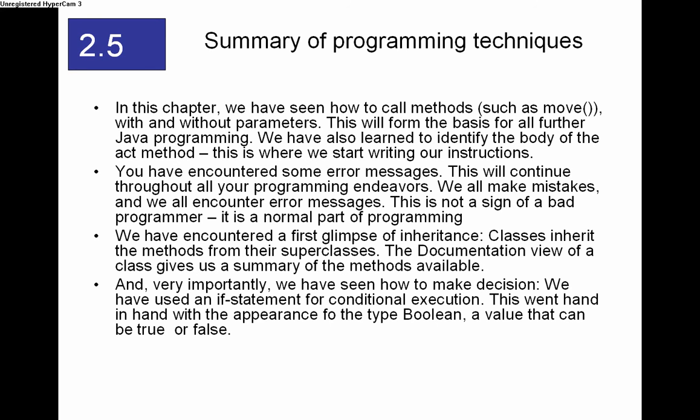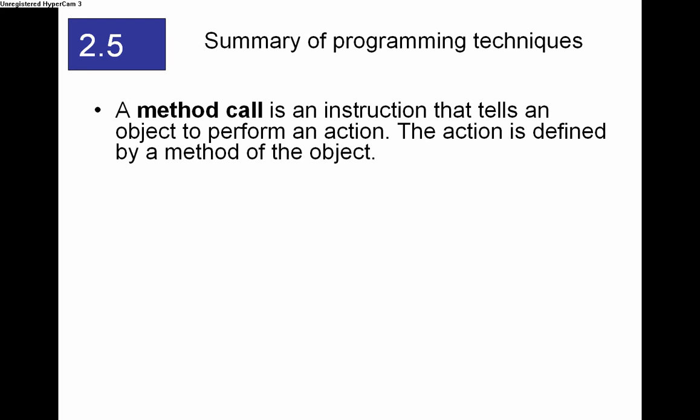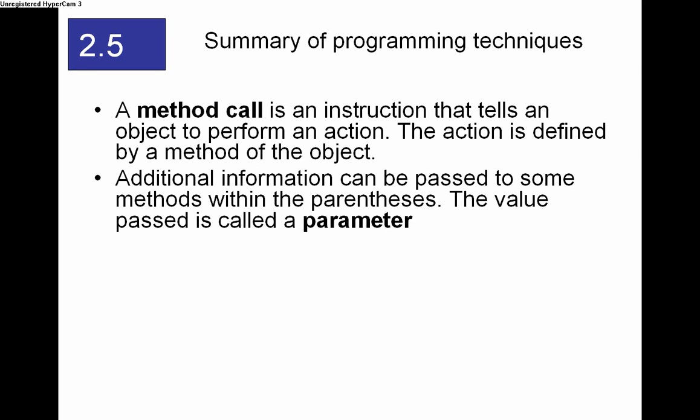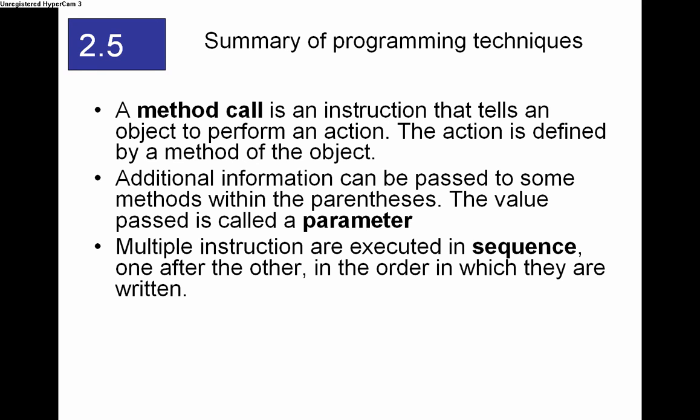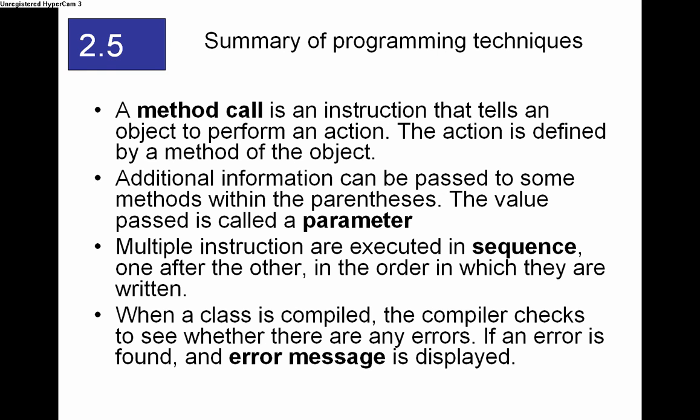And very importantly, we have seen how to make a decision. We have used an if statement for conditional execution. This went hand in hand with the appearance of the Boolean type, a value that can be true or false. A method call is an instruction that tells an object to perform an action. The action is defined by a method of the object. Additional information can be passed to some methods within the parentheses. The value passed is called the parameter. Multiple instructions are executed in sequence, one after the other, in the order in which they are written.